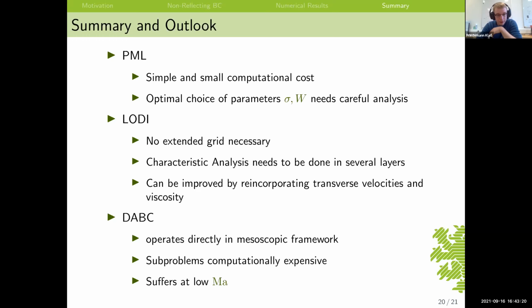And finally, turning to the discrete artificial boundary condition, this actually is conceptually very nice because we are never leaving the mesoscopic framework. However, the subproblems are computationally very expensive, and especially for multi-speed stencils, the subproblems' grid size will grow even faster. And another open problem we need to investigate is the behavior of this boundary condition at lower Mach numbers. And with this, I would like to conclude.